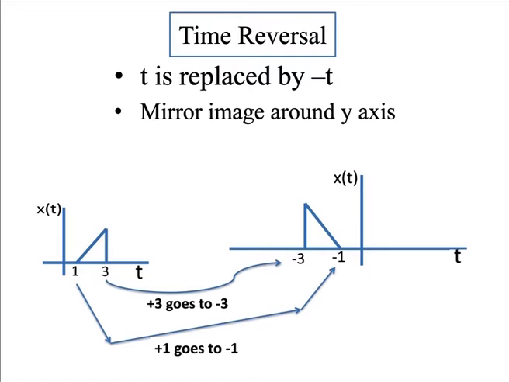So, if we see the same example x(t) at 1, 2, 3, if we plot x(-t), then 3 will go to minus 3 and 1 will go to minus 1, and we can see from the figure on the slide that this is a mirror image of x(t).